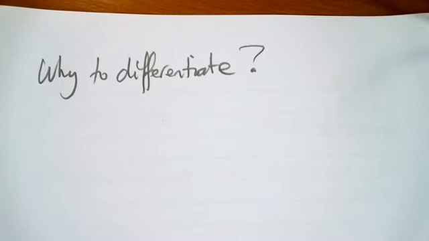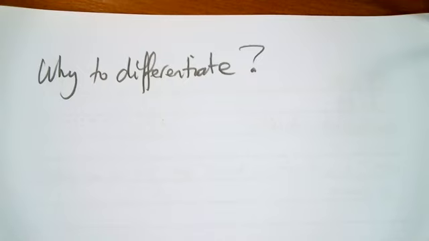Okay, let's have a look at why we should differentiate. Differentiation does a whole range of different things, but ultimately we're changing the dimensionality of something. If it was a squared, it becomes a power of 1. If it's a power of 4, it becomes a power of 3. Power of 3, it becomes a power of 2, and so on. So we're reducing the dimensionality. But why do we want to do that?